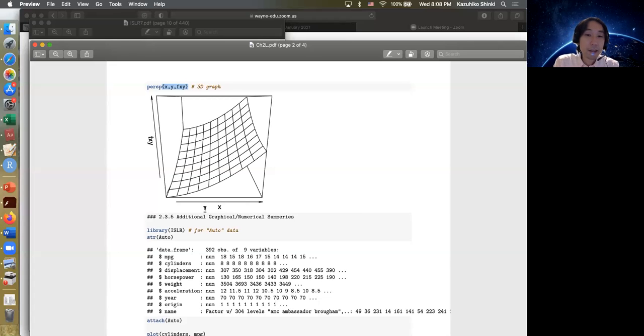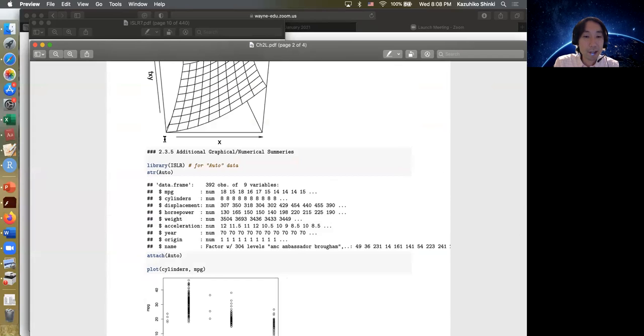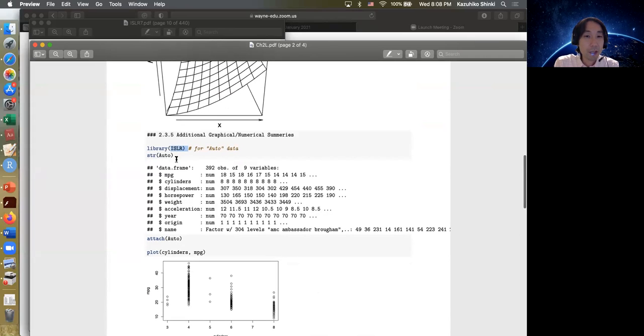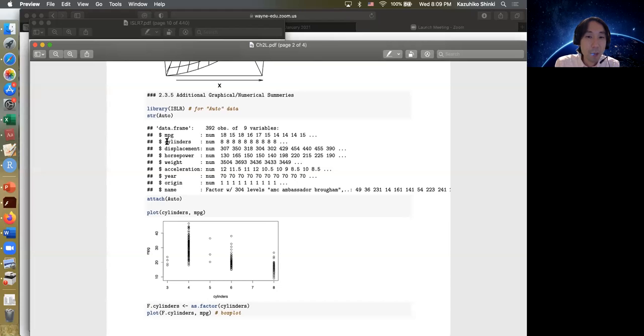And the remaining ones are probably a little more basic, on how to visualize the usual data set. ISLR is the package developed for this textbook, Introduction to Statistical Learning with R. And we use the Auto data. Inside the library, we have several data sets. This Auto data includes data for 392 cars. We have some specs: the MPG, the fuel efficiency, the number of cylinders, displacement, horsepower, and so on.